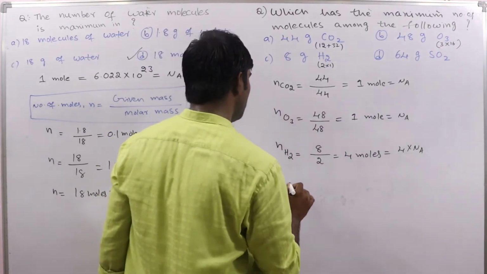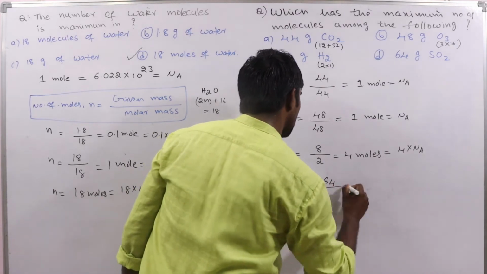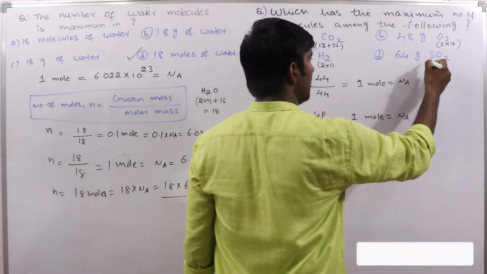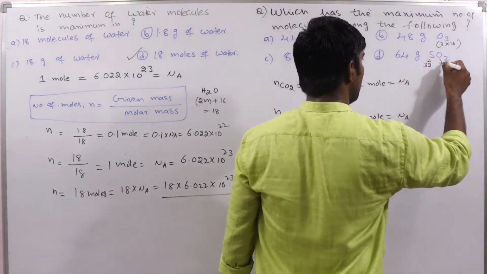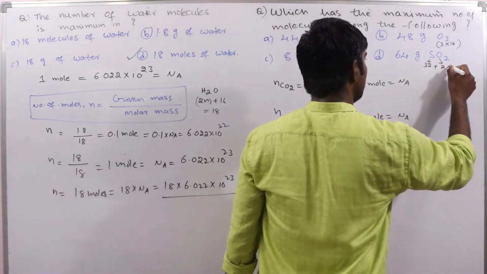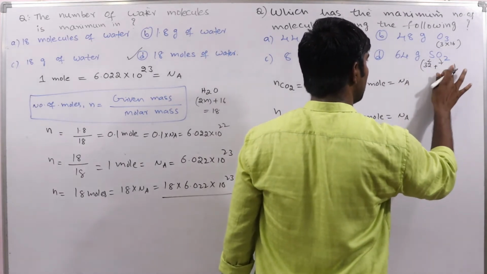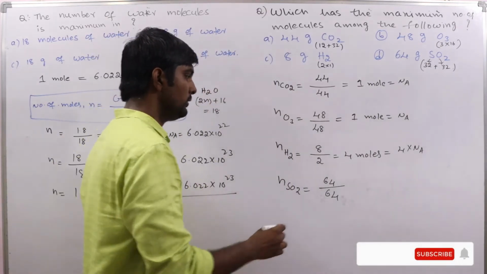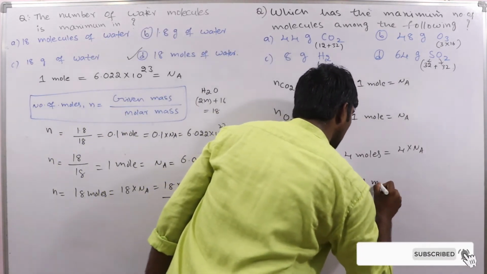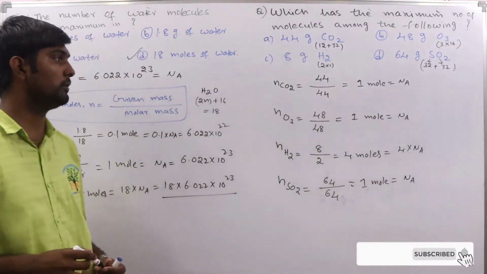Last one, number of moles of SO2. So given mass is 64 gram by molar mass, 64, right? Sulfur atomic weight how much? 32. So here plus 2 into 16, that is how much? 2 into 16, 32. Directly we can write here 32 plus 32, 64. So here how much? 1 mole of SO2. That is nothing but Avogadro number of SO2 molecules are present.